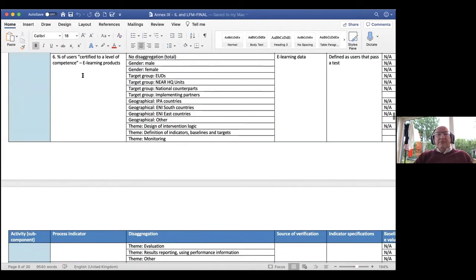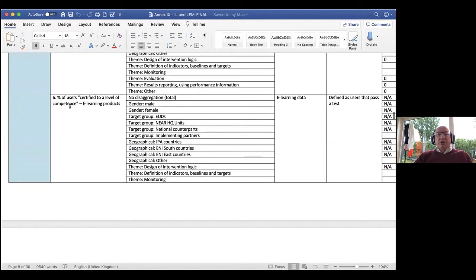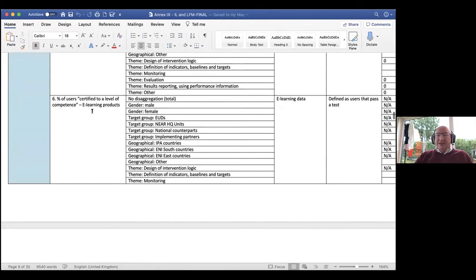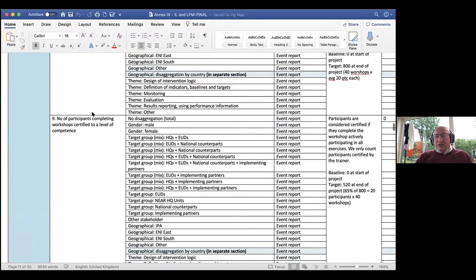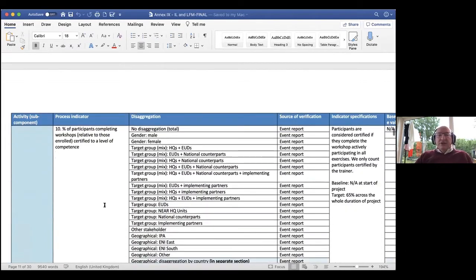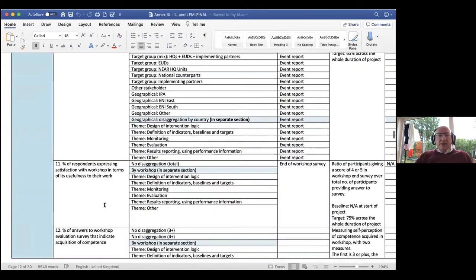Number of users who are certified to a level of competence who use e-learning products, and the same thing for other products. That's something which is very useful to communicate, but it's not sufficiently meaningful for us to really include in the results framework. Otherwise, we have too many indicators.